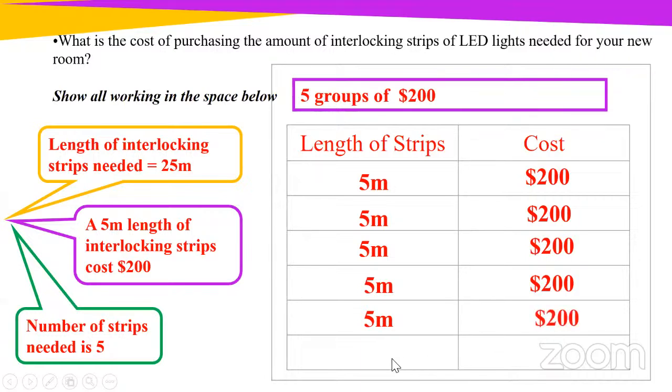Now the total length that we have, so we have our 25 meters. What's our cost? How much money are we going to spend, boys and girls? $1,000. Good job. Good job, boys and girls.